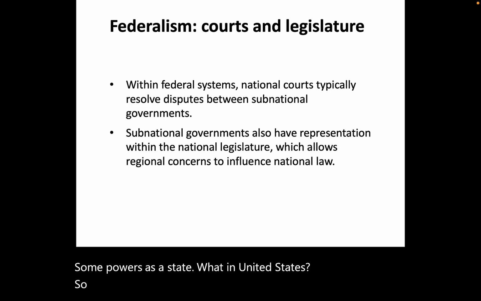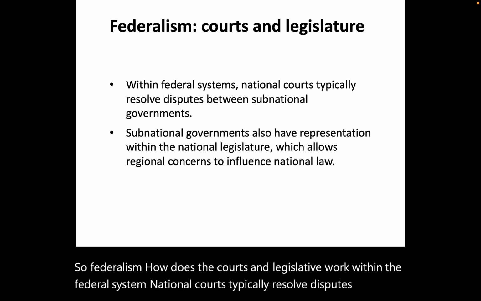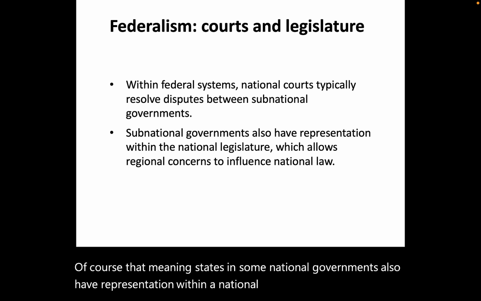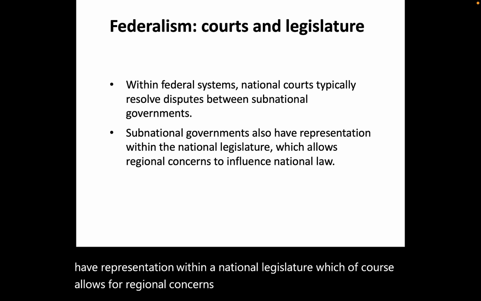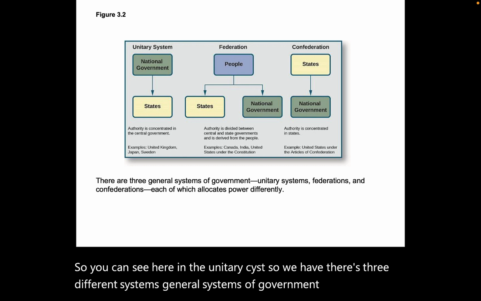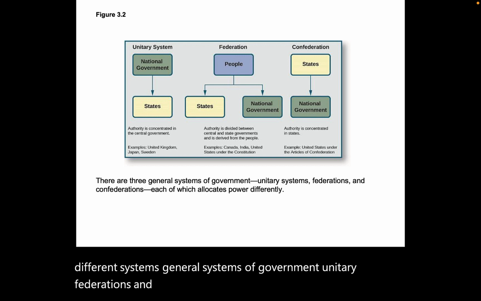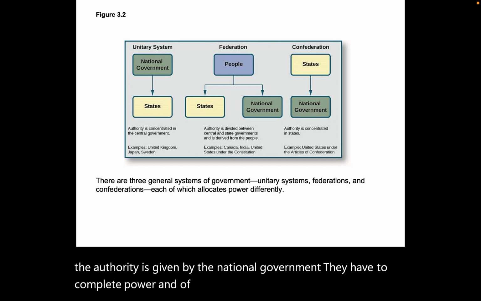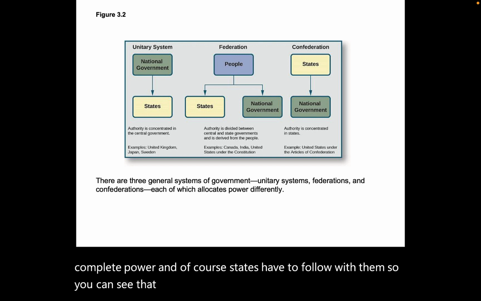So how do the courts and legislature work within federalism? Within the federal system, national courts typically resolve disputes between subnational governments, meaning states, and some subnational governments also have representation within the national legislature, which allows regional concerns to influence national law. There are three general systems of government: unitary, federations, and confederations. In a unitary system, the authority is given by the national government. They have the complete power, and states have to follow. You can see that in the United Kingdom, Japan, and Sweden.